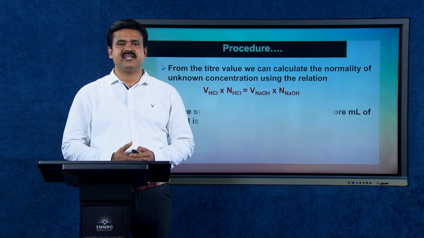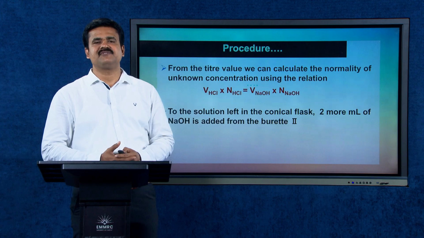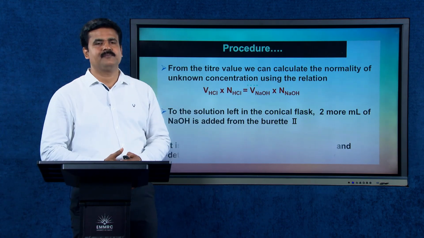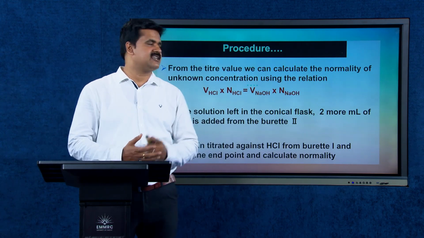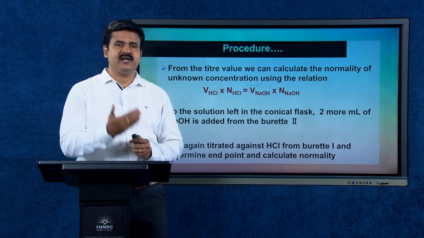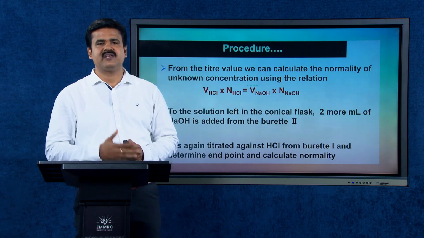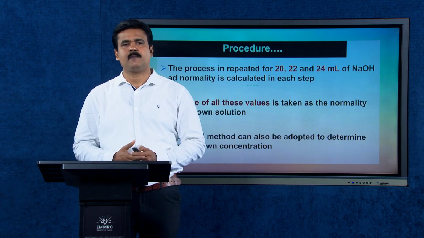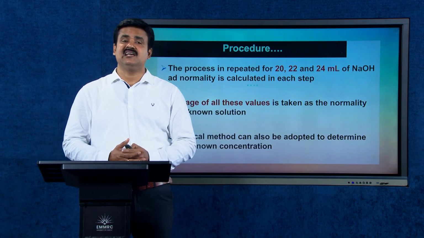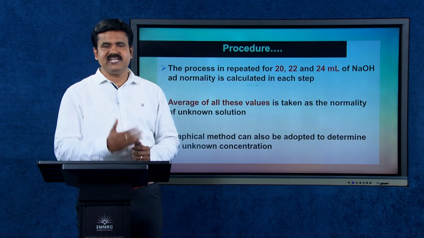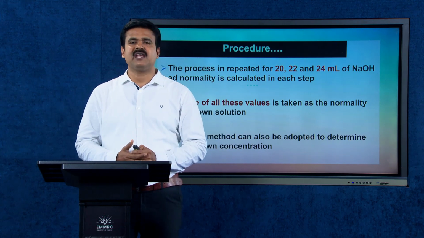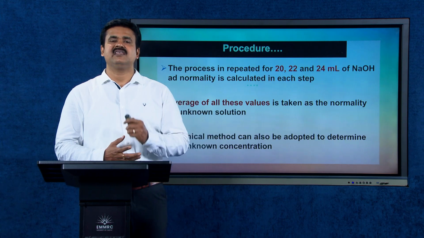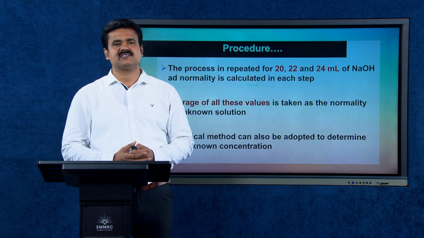= V_NaOH × N_NaOH. To the solution left in the conical flask, 2 more ml of sodium hydroxide is added from burette 2. It is again titrated against hydrochloric acid from burette 1, the endpoint is determined and the normality is calculated as you have done in the previous addition. The process is now repeated for 20 ml, 22 ml and 24 ml of sodium hydroxide and normality is calculated in each step of the reactions.